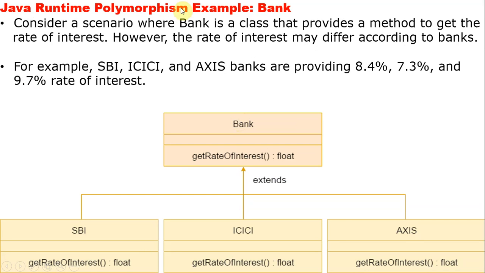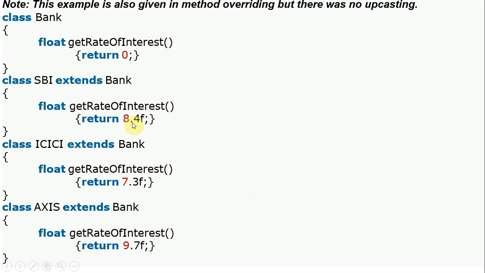Okay, let's go with a real-time example. We already saw this example in the overriding concept. Banks are very useful nowadays. Different banks are there, and different banks have different interest rates. To implement this we have to go with method overriding. So class Bank, SBI extends Bank, ICICI extends Bank, and class Axis extends Bank.